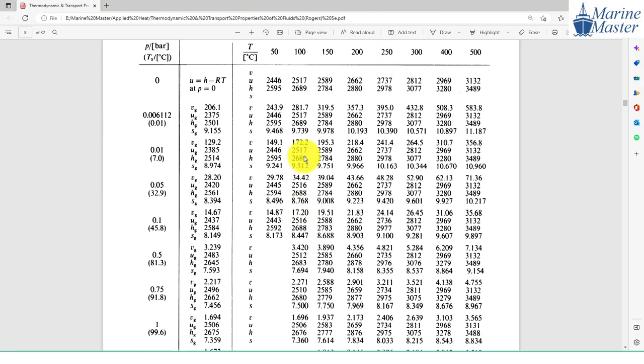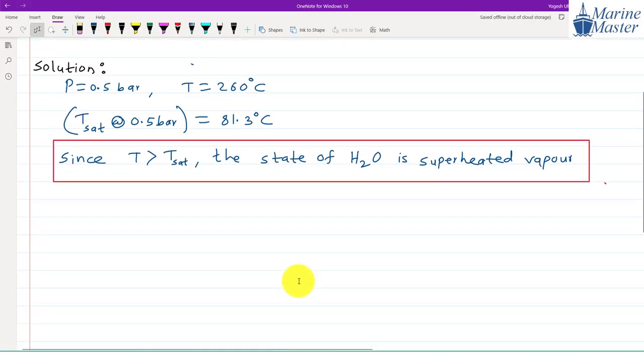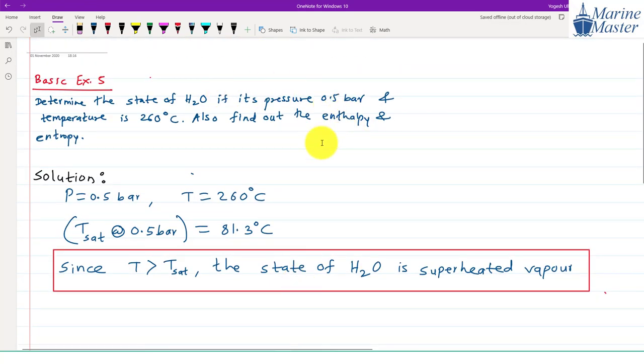Now tell me, this 260 degrees Celsius is available between which temperatures? It is in between 250 and 300 degrees Celsius. So what are we going to do? We are going to form a table. And how are we going to form the table? We need two things, the enthalpy and entropy. So we are going to include these two things in one table.